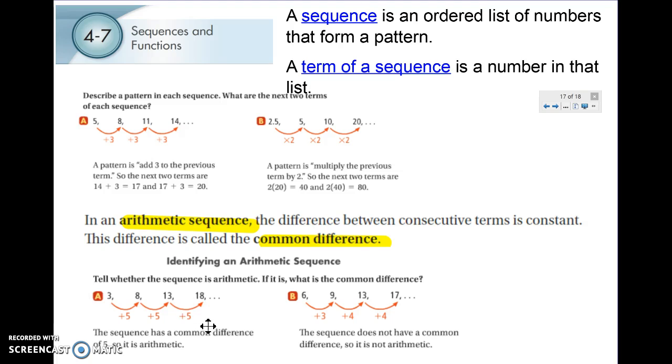So arithmetic sequences, again, they have to have a common difference. So it's going to be either added or subtracted the same thing every time. This one is not an arithmetic sequence because the numbers are different. They're being added different numbers.